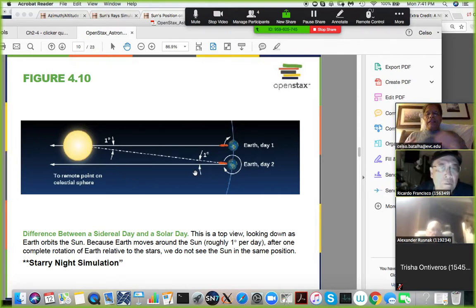Now, what is the difference between sidereal and solar day? The book goes on in a major discussion on calendar, and the discussion is very good because we went through a major change in the way we think about time.